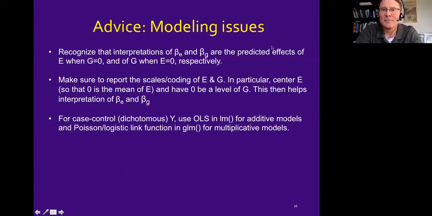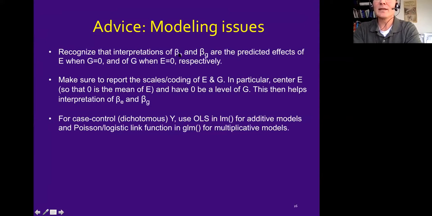So, advice with respect to modeling issues. First of all, it's important to recognize that when the model contains a product term, the simple effects, beta E and beta G, are the predicted effects of E when G is equal to 0, and the predicted effects of G when E is equal to 0, respectively. It's often not gotten correct in these papers. Because of that, I think it's really important, when you're dealing with interactions, to report the scale and the coding of E and G in order to help the interpretation of these simple effects.